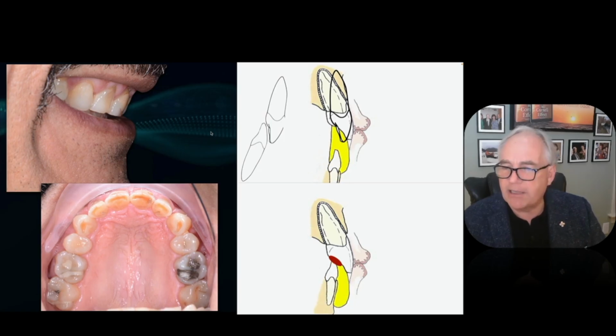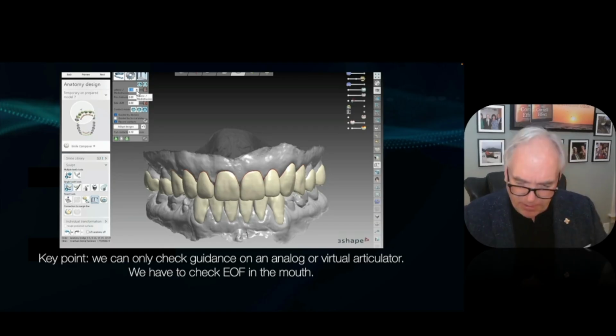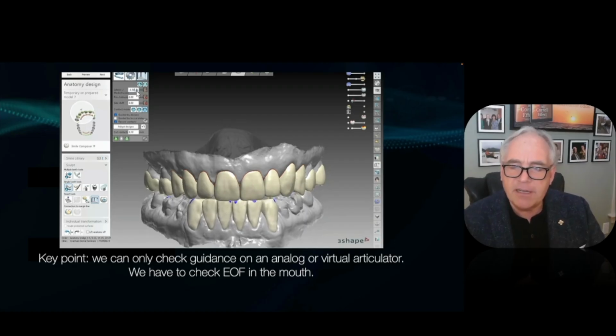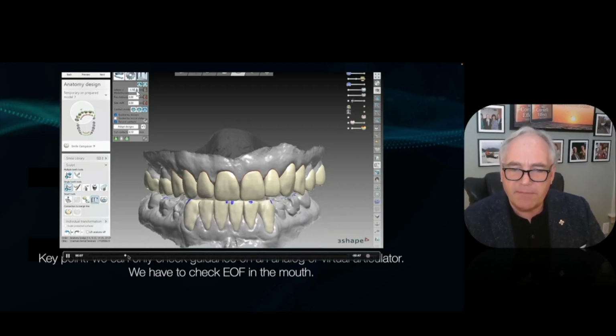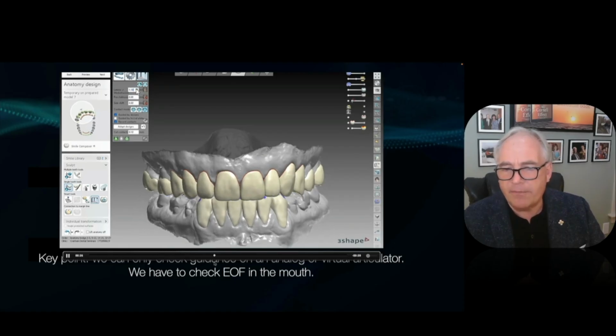And yes, when we got to the point of dialing in his tempers, I had to do a little work back here. I had to dial in that envelope of function, and we did it through freedom from centric. So just remember that we can only check guidance on an analog or virtual articulator. Envelope of function needs to be checked in the mouth. Freedom, and we do that through freedom from centric.